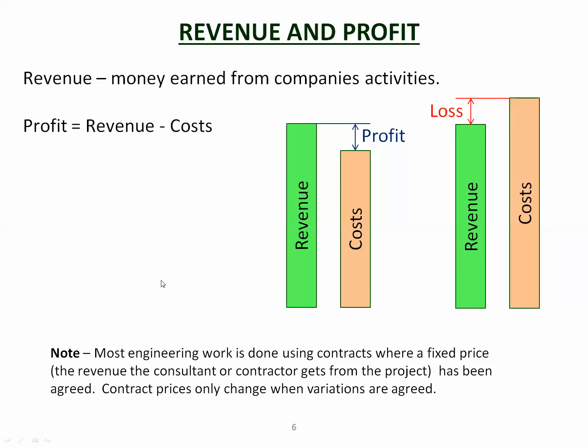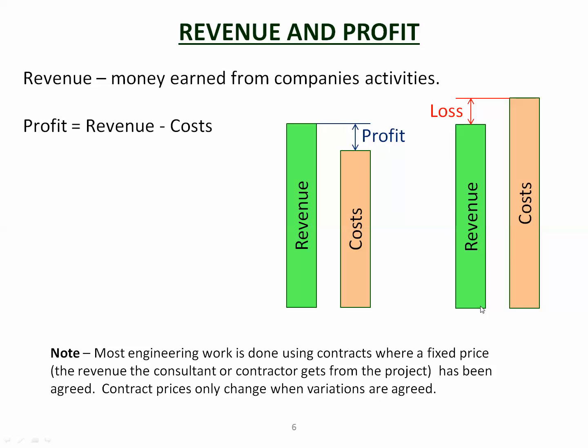Revenue is the other side of costs. So you've got costs to do business, costs to do a project. Revenue is the money you earn from those company activities. In our case, the money we're earning from the project. And profit is revenue minus costs, or it can be loss as well. So you can see here we've got this much money for revenue, and this much money for costs. So the difference between the two is our profit.